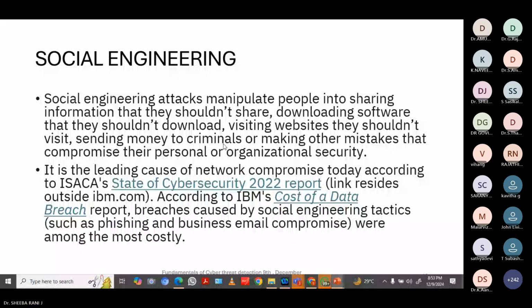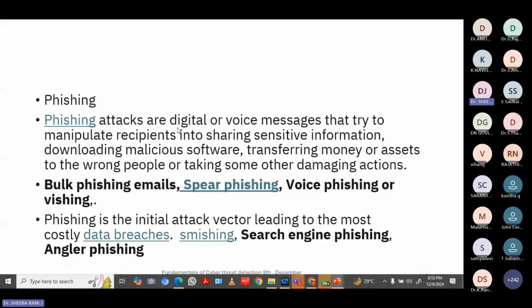Phishing attacks are digital or voice messages that try to manipulate recipients into sharing sensitive information, downloading malicious software, transferring money or assets to the wrong people, or taking some other damaging actions. This is understood, right? Bulk phishing emails: we receive emails, for example from financial fraud people asking to deposit money and all those things, right? So we will have those types of things.